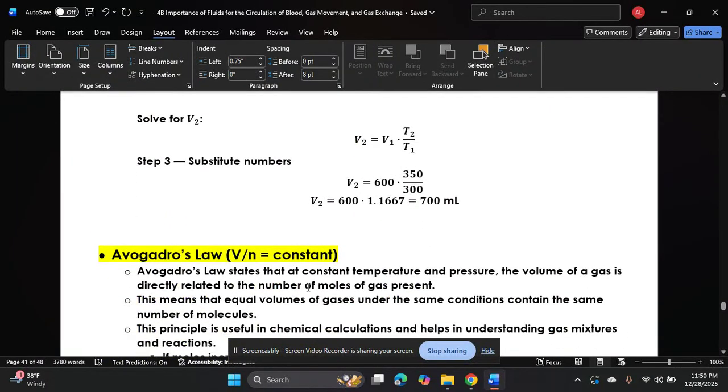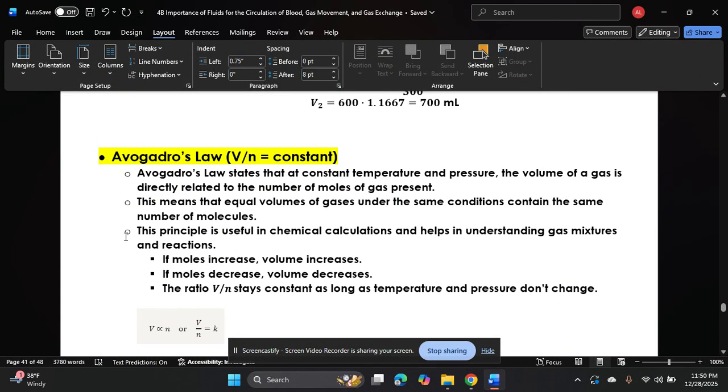All right, so Avogadro's law: V by n equals constant, very important. Avogadro's law states that at constant temp and pressure, the volume of gas is directly related to the number of moles of gas present, right? This means that equal volumes of gases under the same conditions contain the same number of molecules, right? This principle is useful in chemical calculations and helps in understanding gas mixtures and reactions.